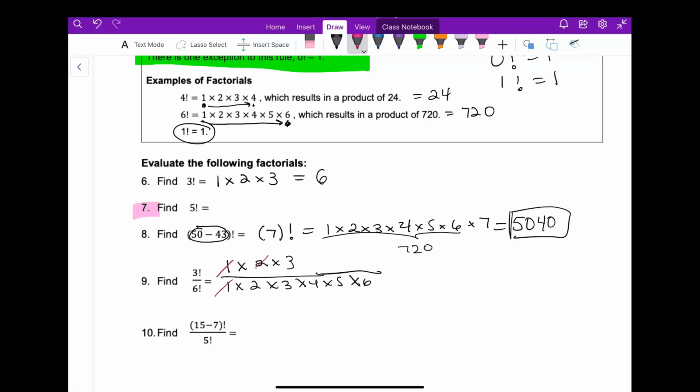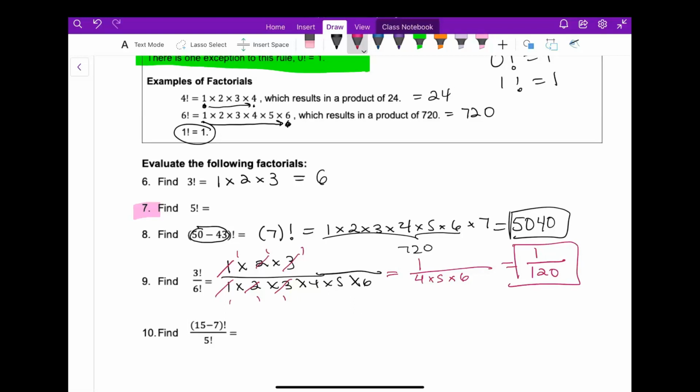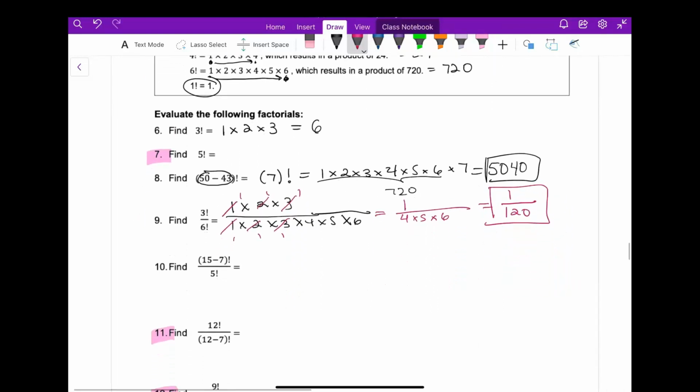1 simplifies with 1, 2 with 2, 3 with 3. Now, this does not mean your numerator goes away, y'all. This is a 1. These are all 1s. So what we currently have is now 1 all over 4 times 5 times 6. And this is easy to calculate, whether you use a calculator or in your mind. 4 times 5 is 20. 20 times 6 is 120. You've got this. Make sure you're paying attention to your order of operations.